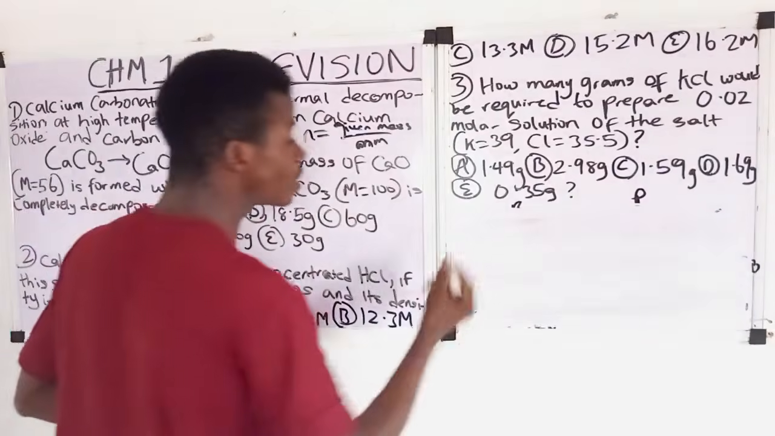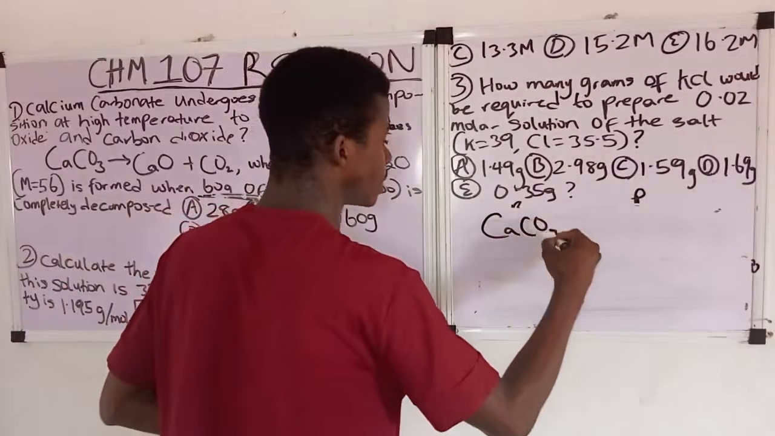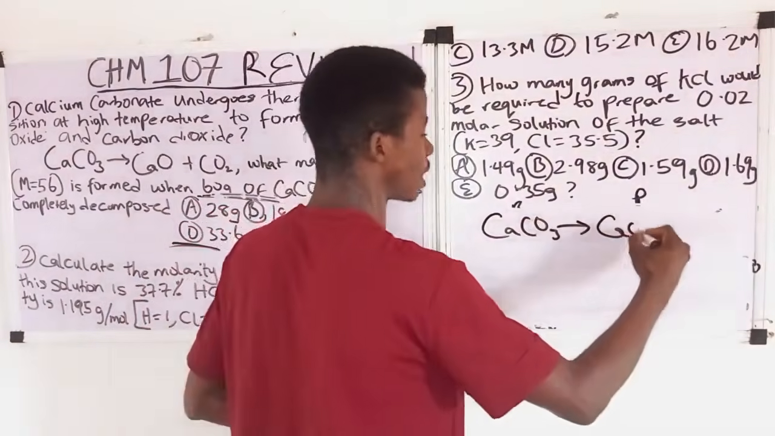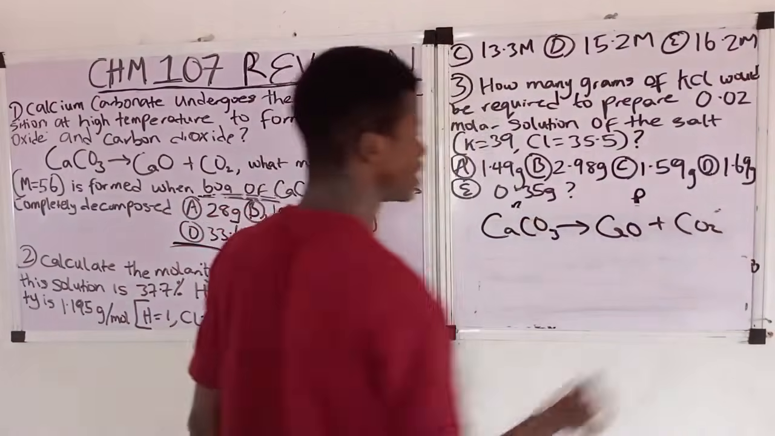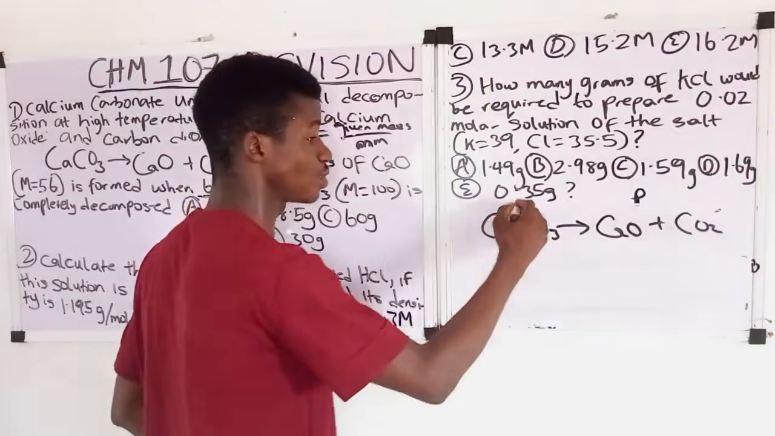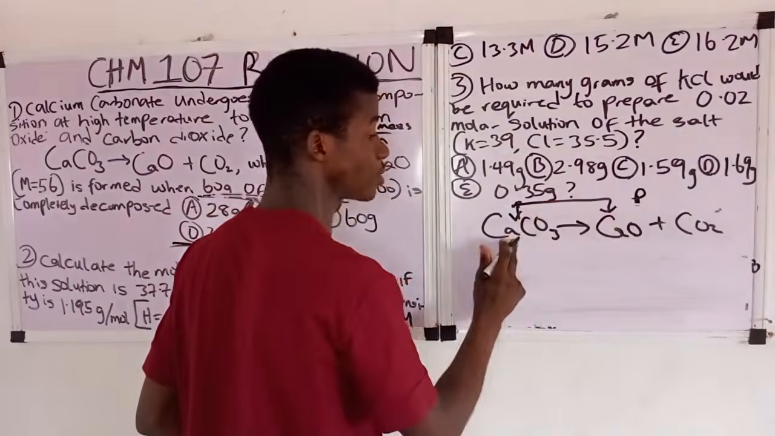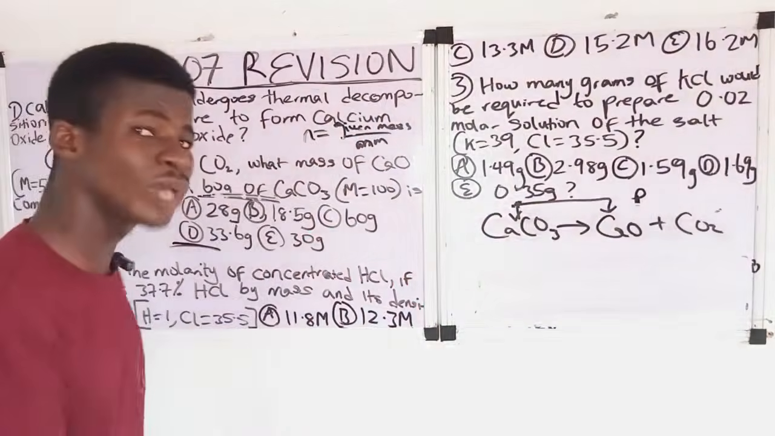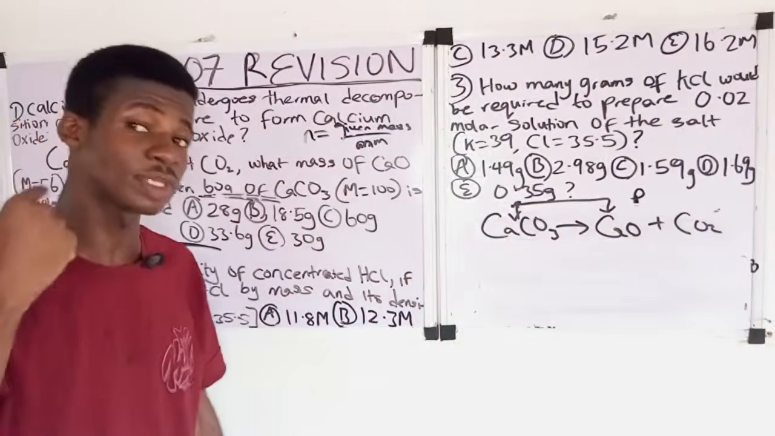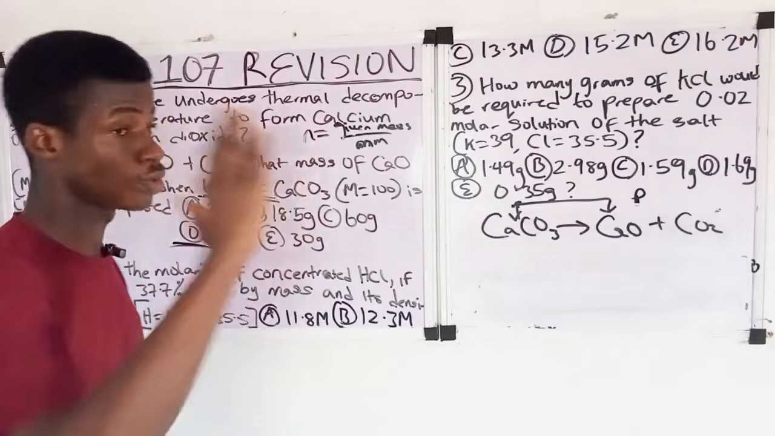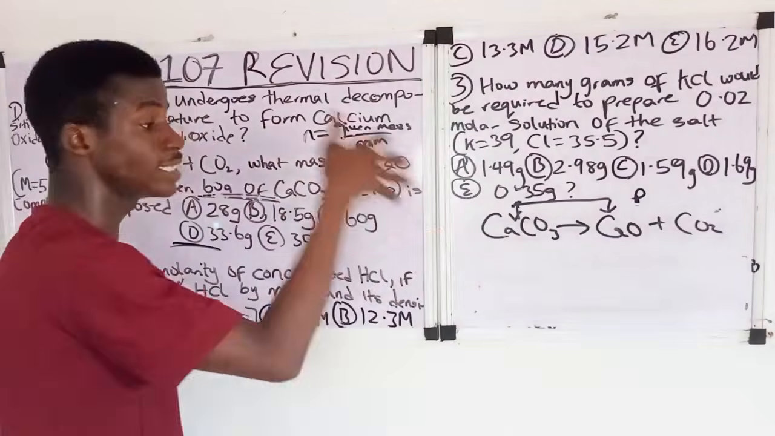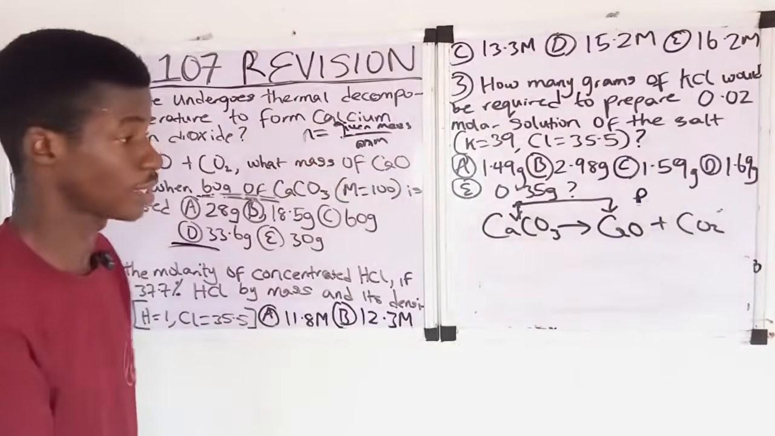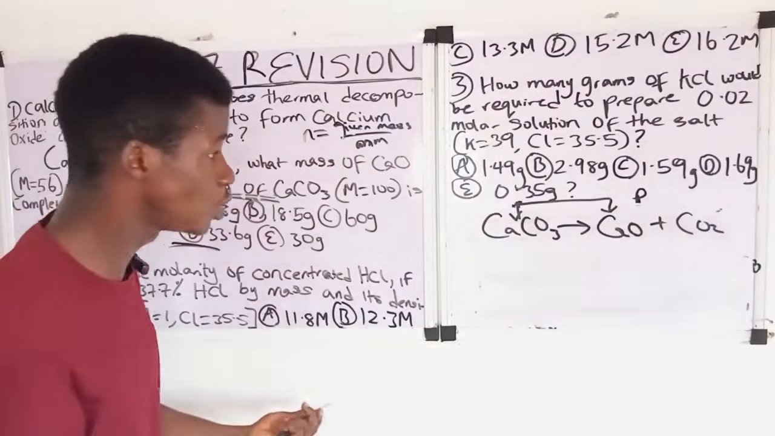Now we all know that from the balanced equation, calcium carbonate decomposes into calcium oxide and carbon dioxide, right? Remember the relationship is between calcium carbonate and calcium oxide. In the previous method I showed you, we used mole to mole. Now, in this method, we just use mass to mass. How are we going to do it?